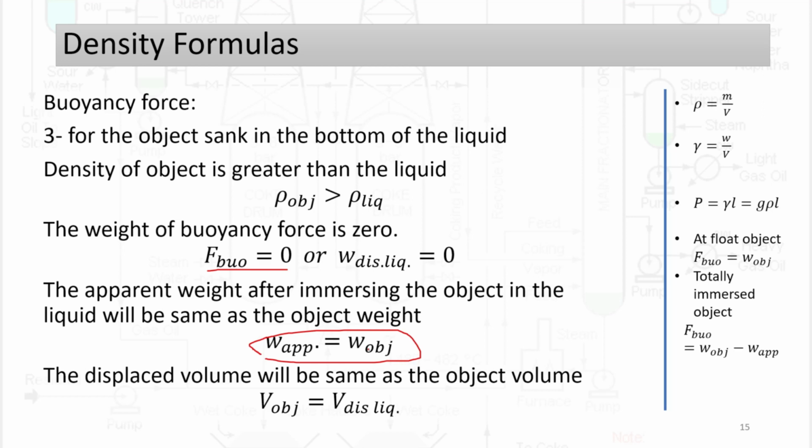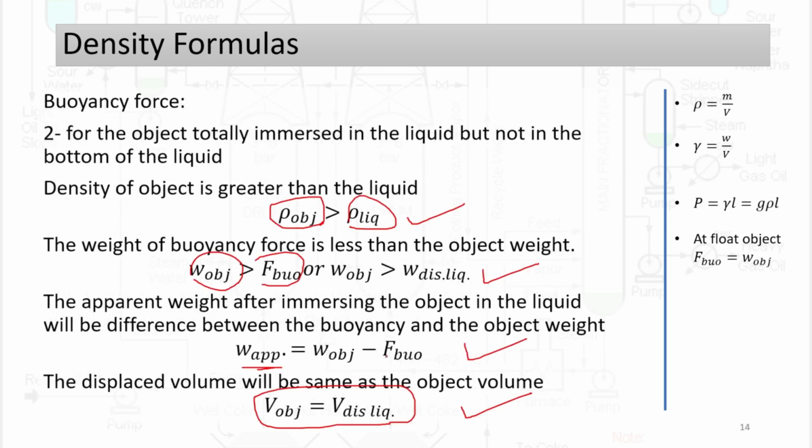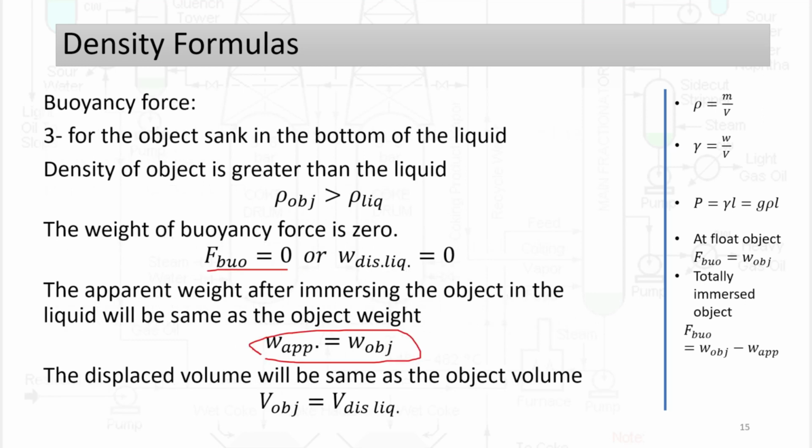You can say it is a special case of the previous one. The buoyant force becomes very small compared to the weight of the object. That leads me to say it is almost 0, so we neglect the value of this force in this situation. That gives me an apparent weight equal to the weight of the object.